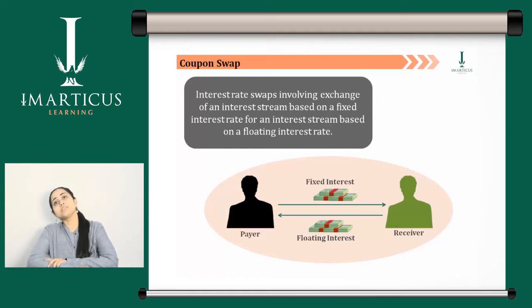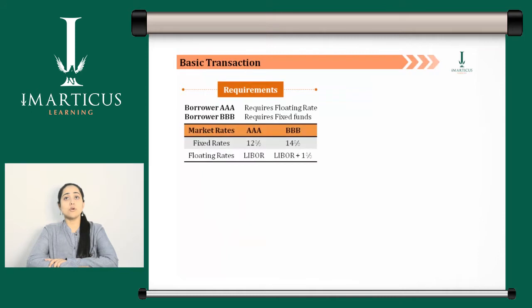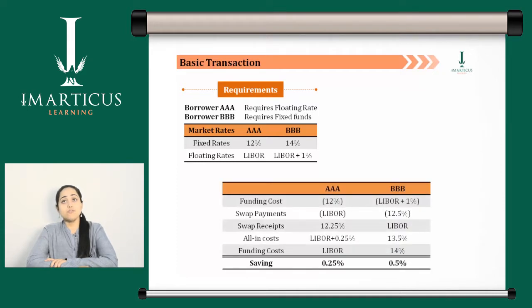Next, we will talk about a basic transaction of a coupon swap. The screen shows that the borrower with a credit rating of AAA is looking to borrow at a floating rate of interest, whereas the borrower with a credit rating of BBB is looking to borrow at a fixed rate of interest. If you look at the table for the borrower with AAA rating and BBB rating, you can clearly see how swapping of interest rate can bring savings of 0.25% and 0.5% respectively.